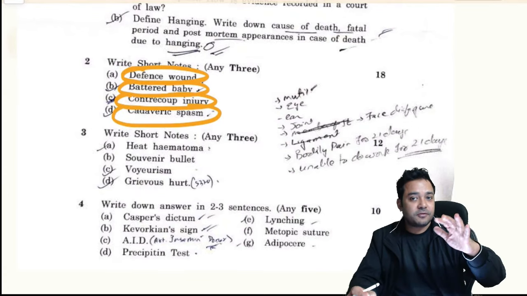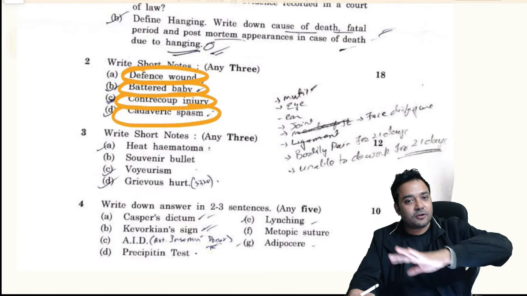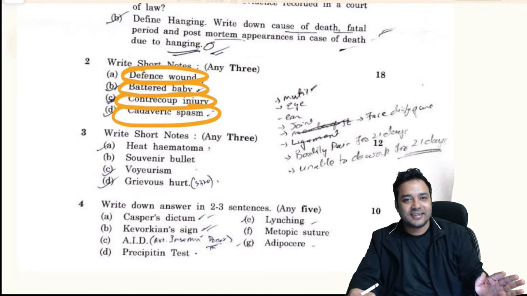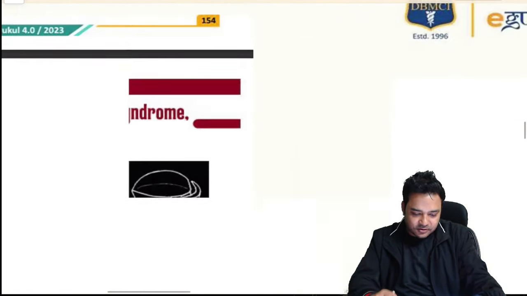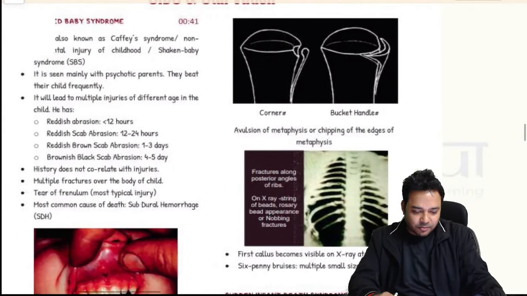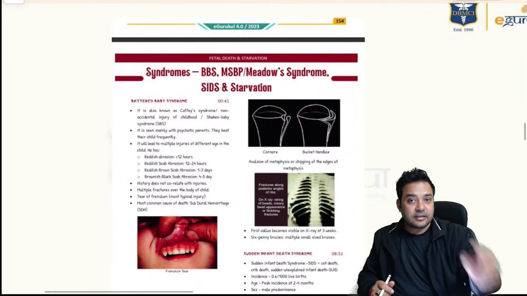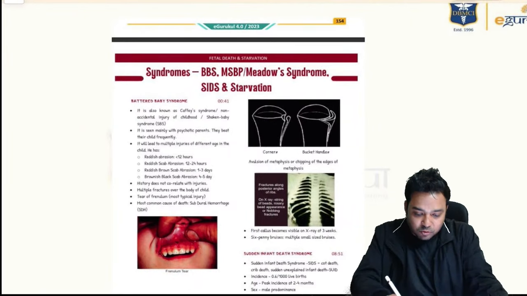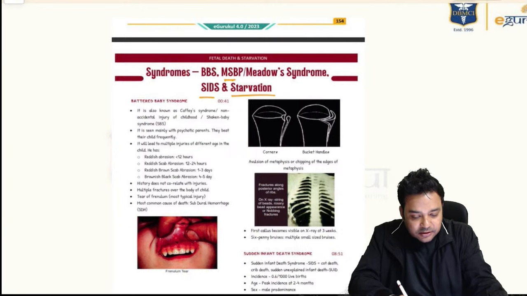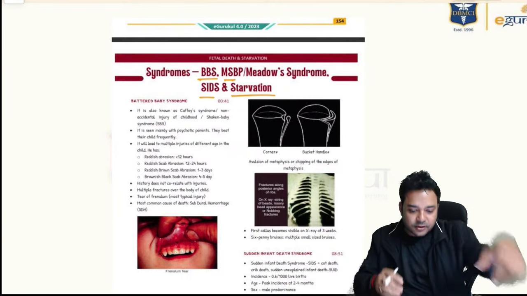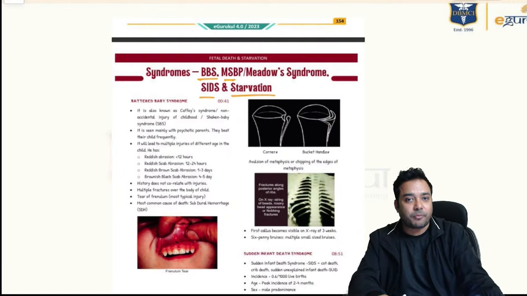I hope anyone who has attended my classes is thorough with all these topics, isn't it? So what are defense wounds or battered baby syndrome? This we have covered nicely. That is, battered baby syndrome, Munchausen syndrome by proxy, sudden infant death syndrome and starvation cases. They are mainly in relation to fetal deaths and starvation topic.